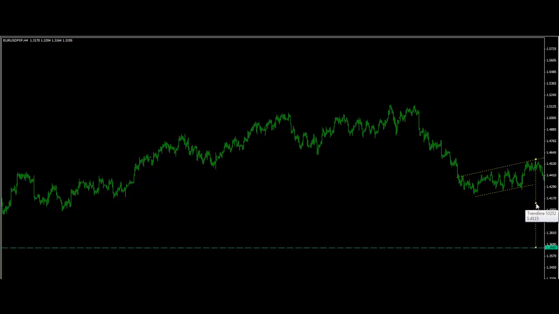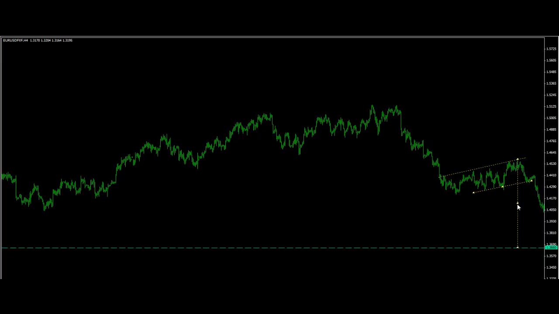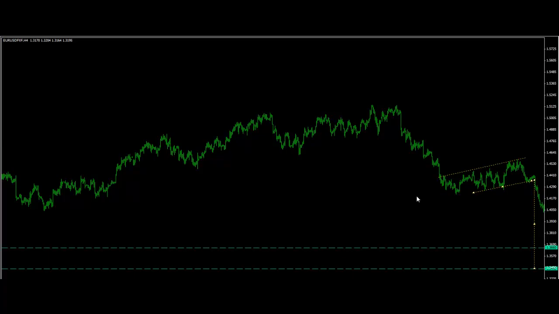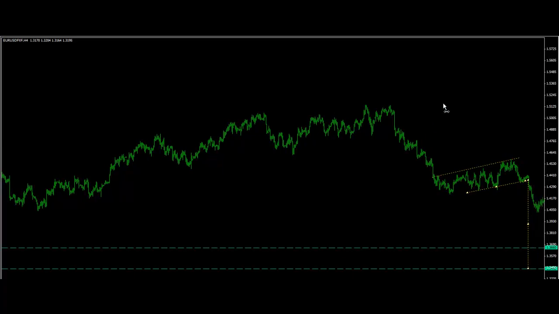Or you can use the break below the flag support, which would be here, giving you a little bit lower price objective. So let's note that as well. And this is a 4-hour chart, by the way.